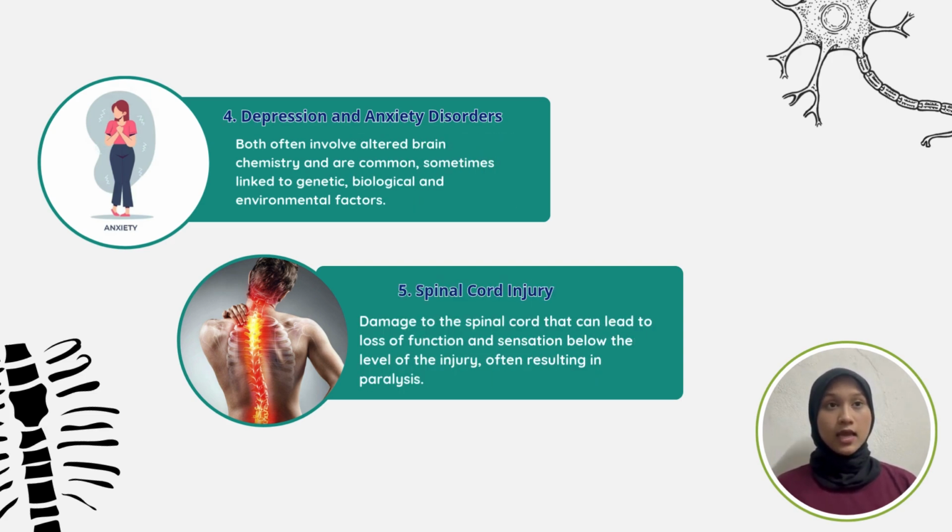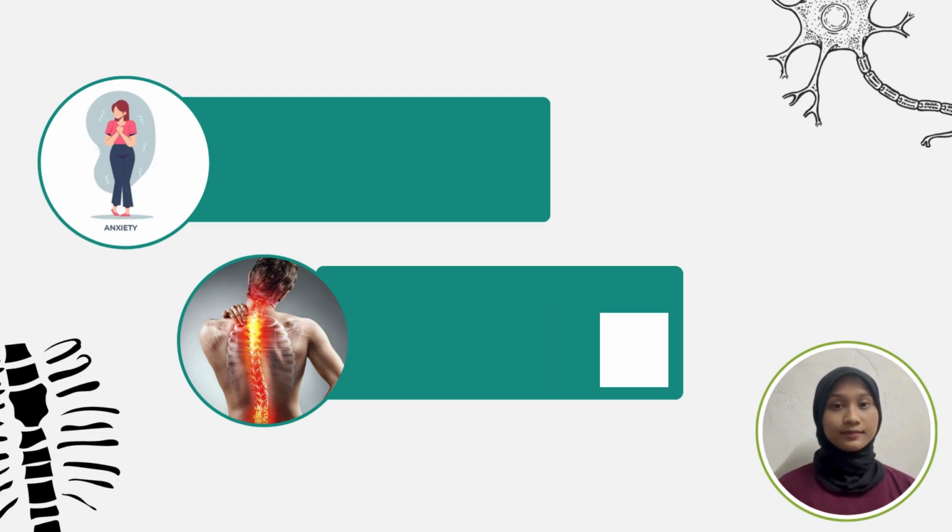The fourth is depression and anxiety disorder. Both often involve altered brain chemistry and are common, sometimes linked to genetic, biological, and environmental factors. And the last is spinal cord injury. Damage to the spinal cord can lead to loss of function and sensation below the level of the injury, often resulting in paralysis.